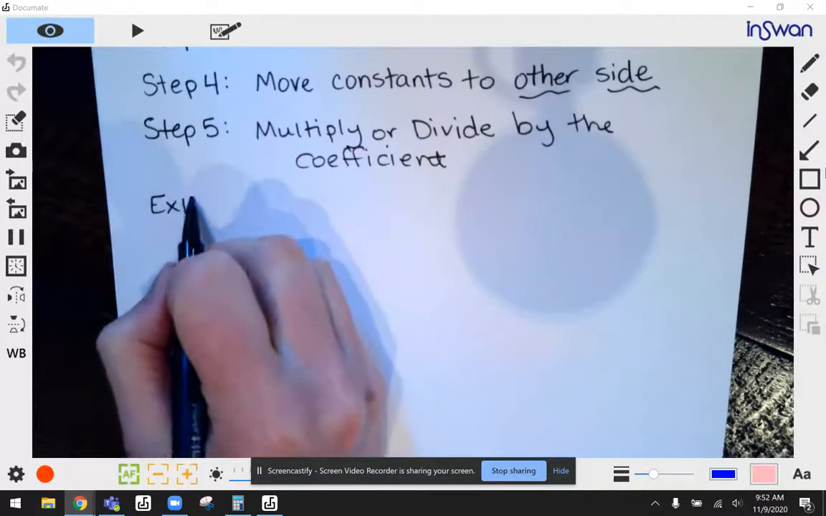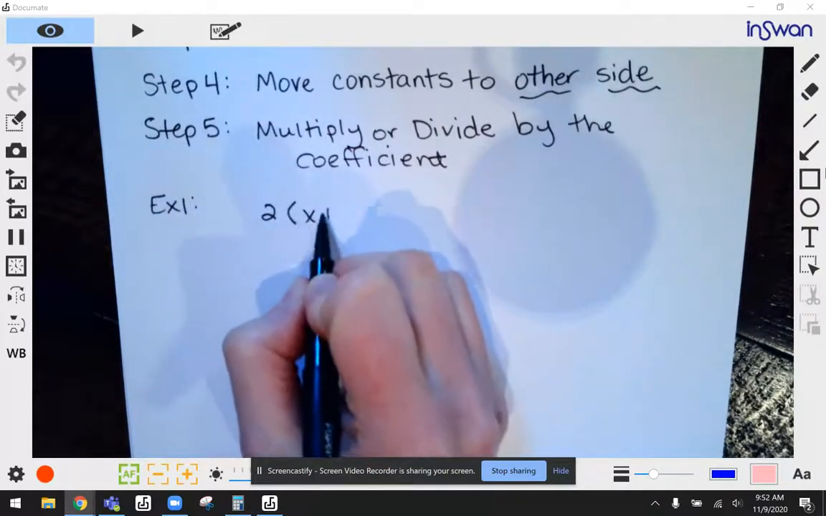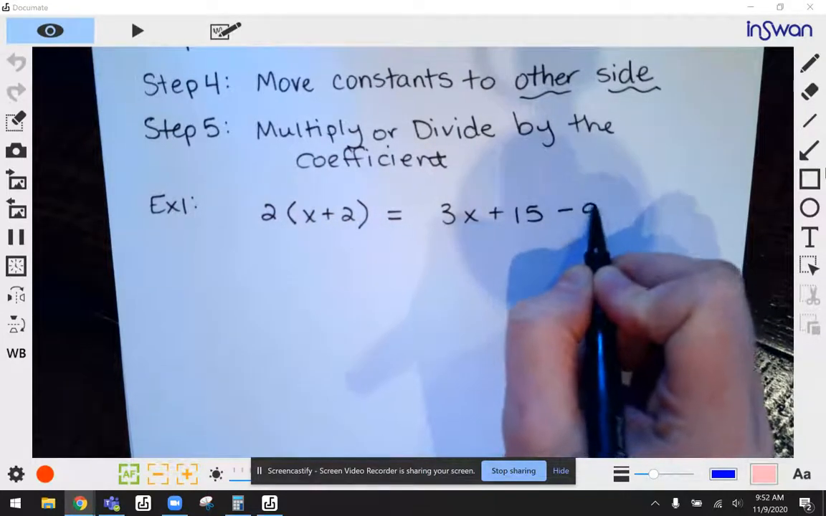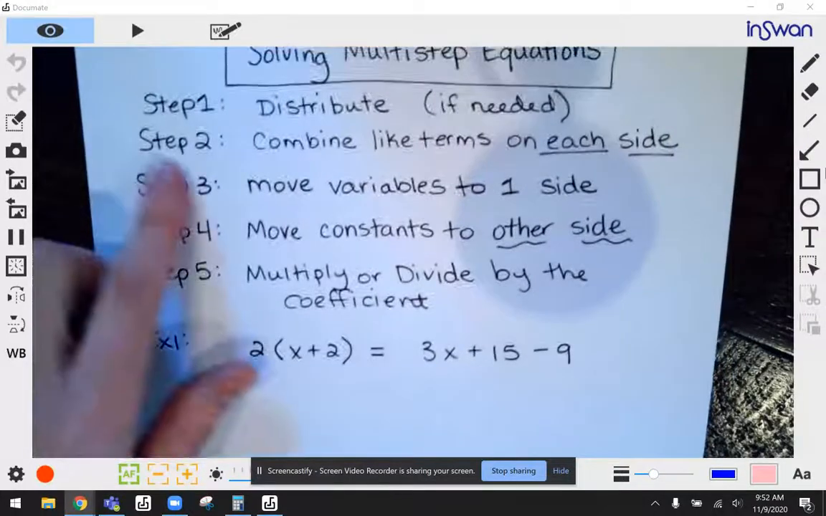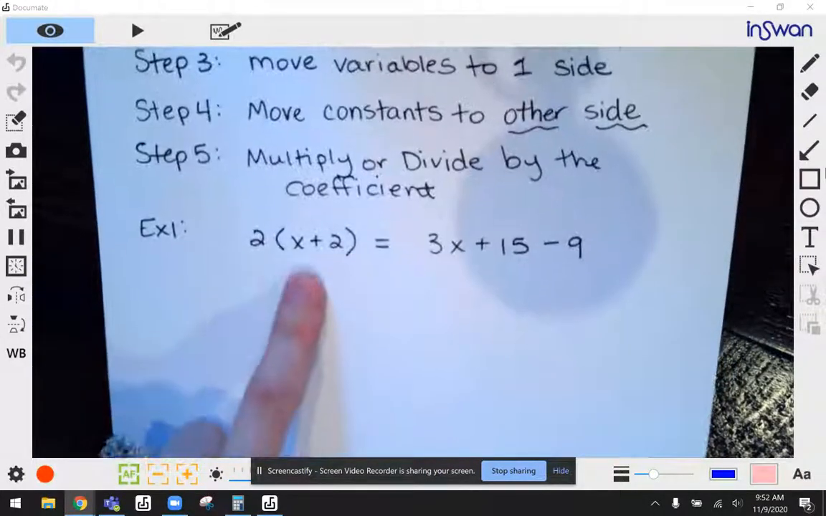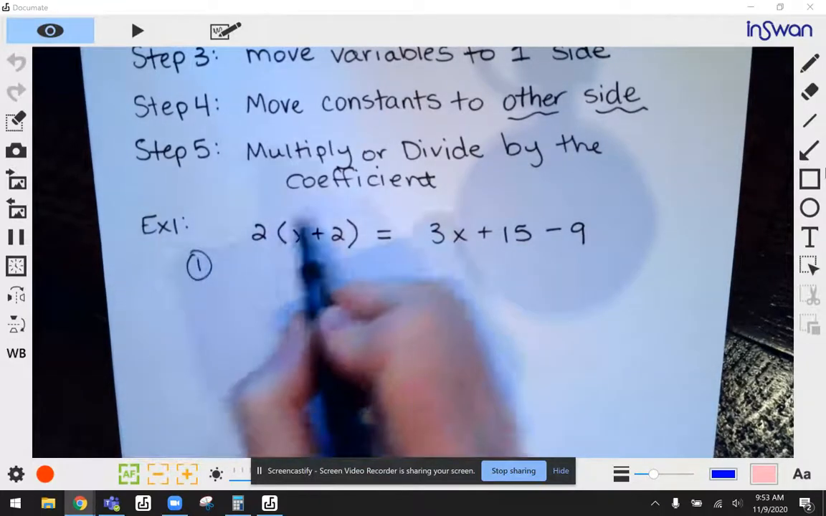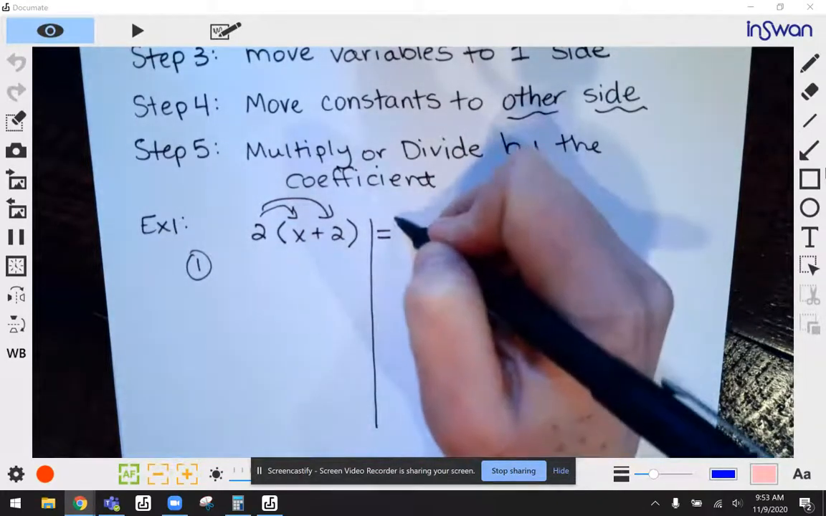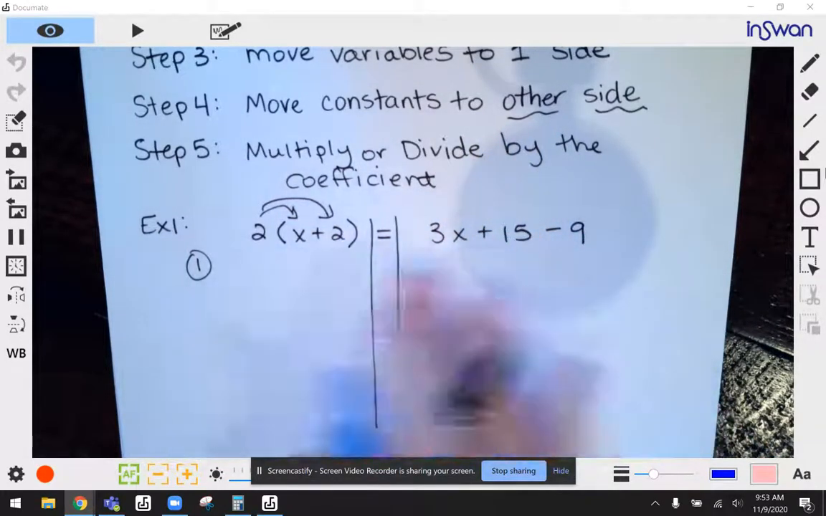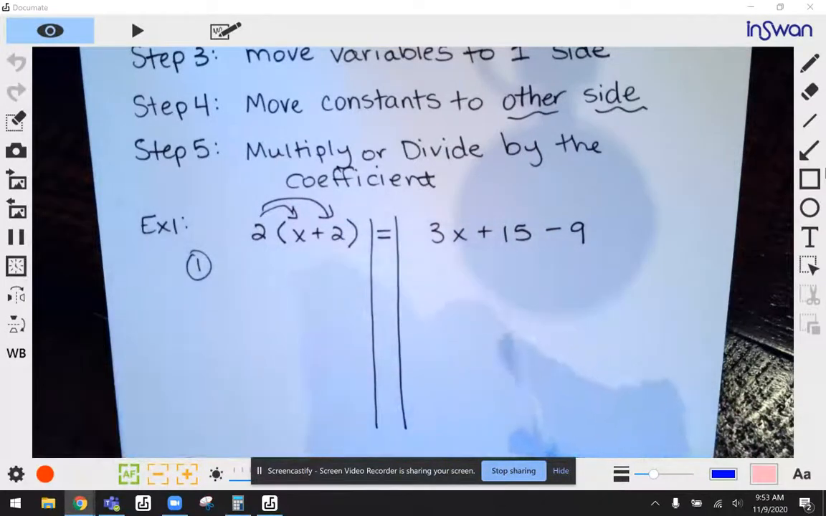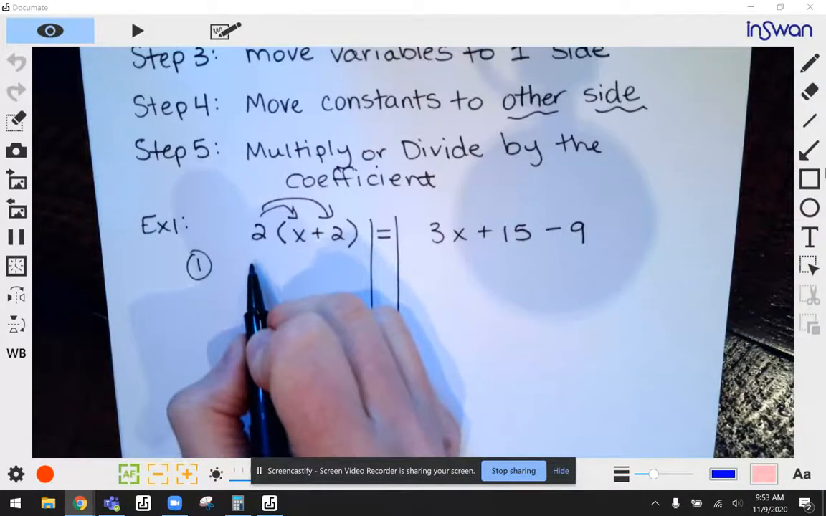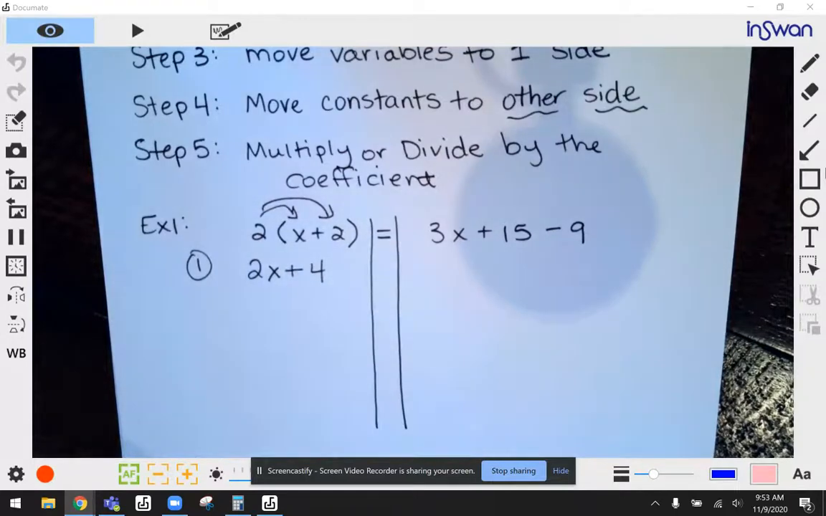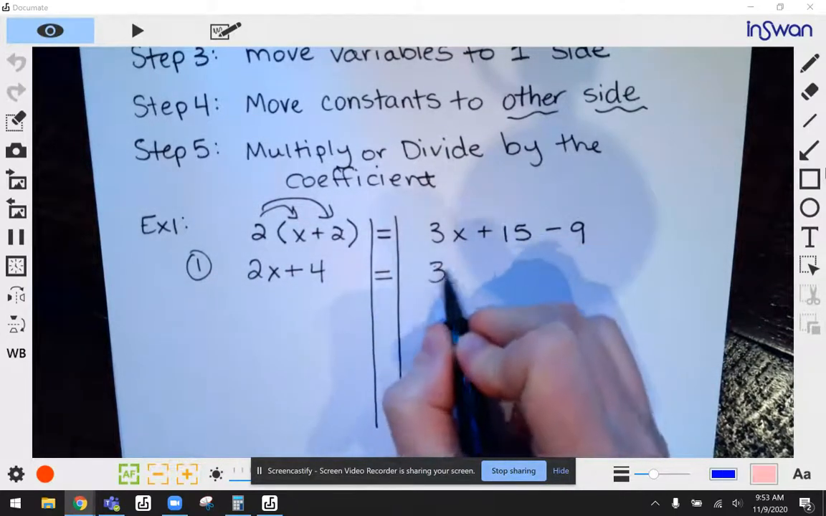So example 1, I've got 2 times parentheses x plus 2 equals 3x plus 15 minus 9. So I'm going to go through my steps. First one is distribute if needed. So I see that there are parentheses here. For step 1, I'm going to go ahead and distribute. And remember, just like with any other equation, I'm going to draw that divider around my equal sign so I'm very clear which side is which. So as I distribute, 2 times x is 2x. 2 times 2 is positive 4, so that would be 2x plus 4 equals. I'm going to bring this side down.